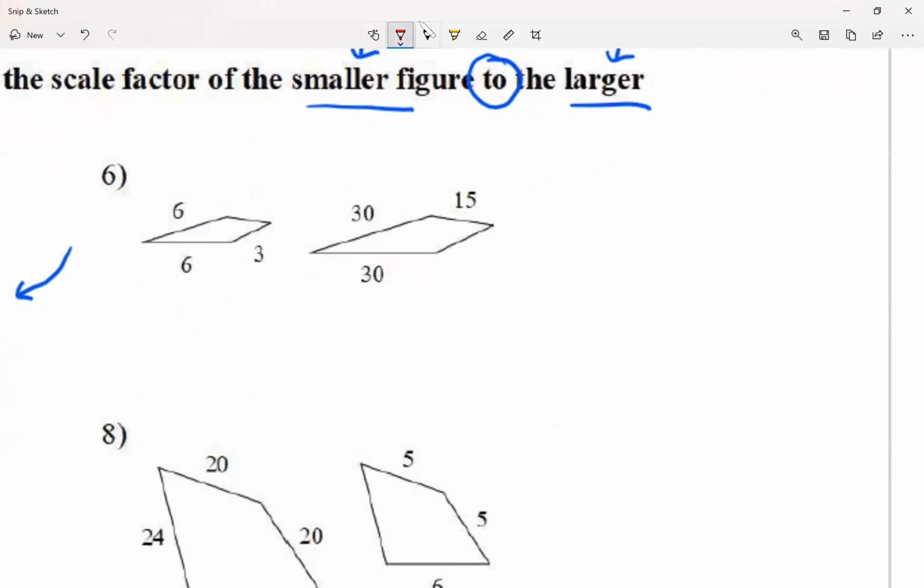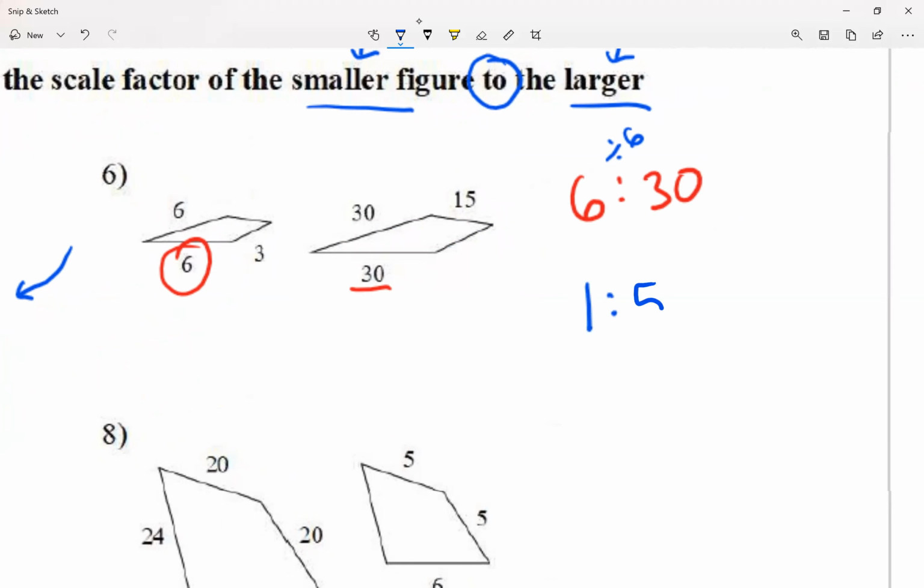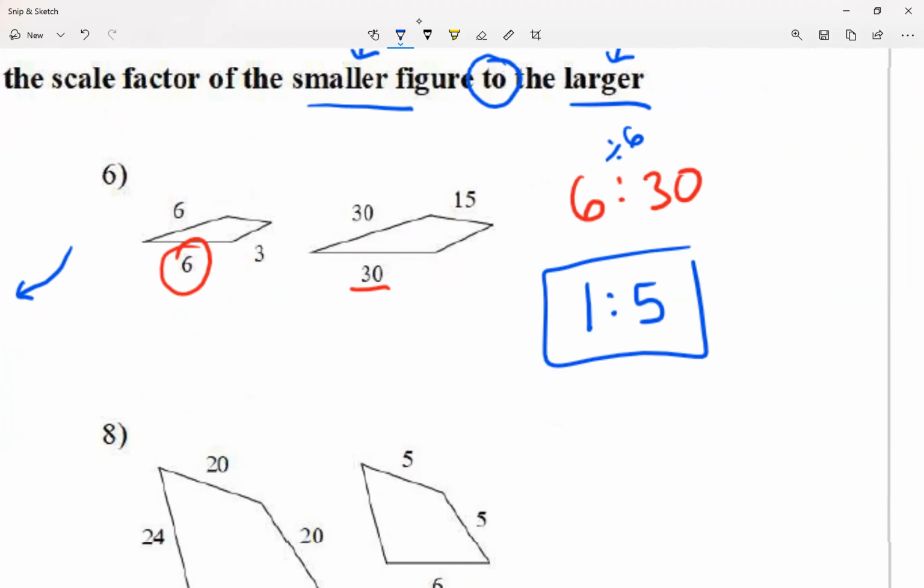Let's take a look at number 6. I'm going to be comparing this 6 with this 30. So I'm just going to write 6 to 30. Again, remember to write the small number first. Now, 6 to 30, I believe we can simplify that. Let me divide each number by 6. So my answer will be 1:5. Keep in mind, we're typing the colon, everything all together, no spaces.